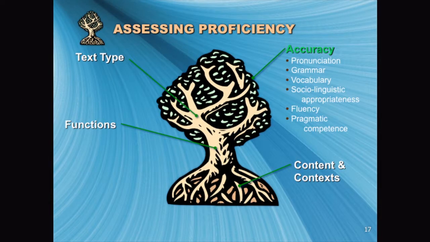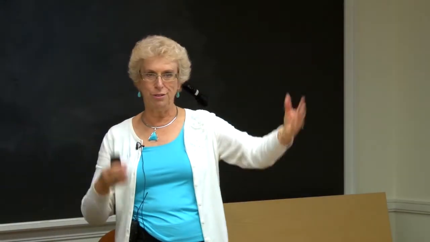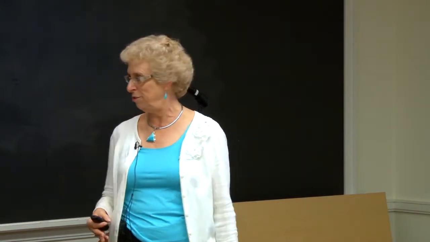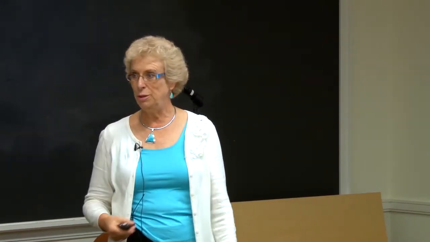What are the components of accuracy? They're the leaves, the most visible part of the tree. In the fall, your leaves are beautiful right now. I hear they were even more beautiful a week ago, but they're still beautiful.